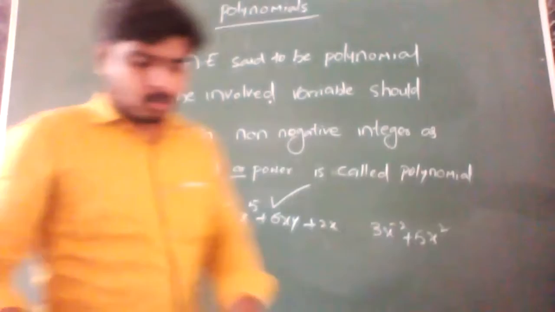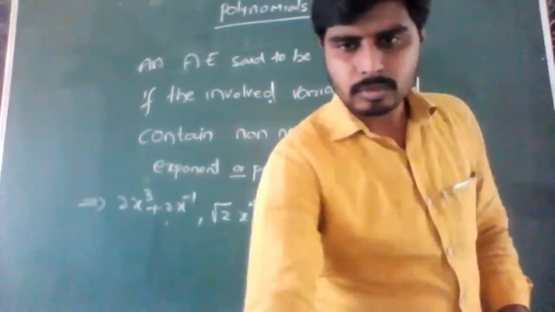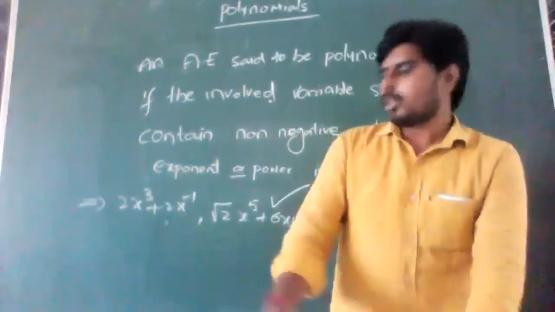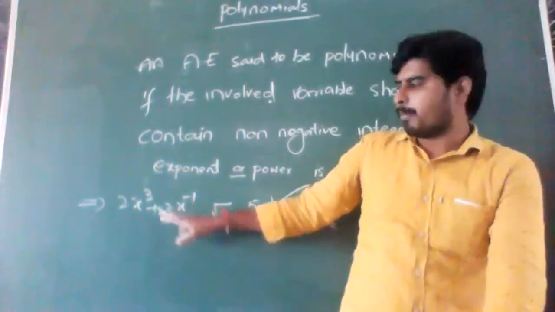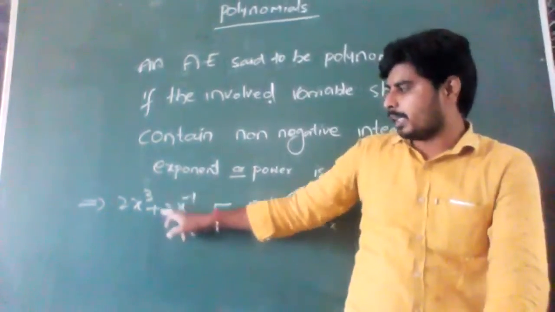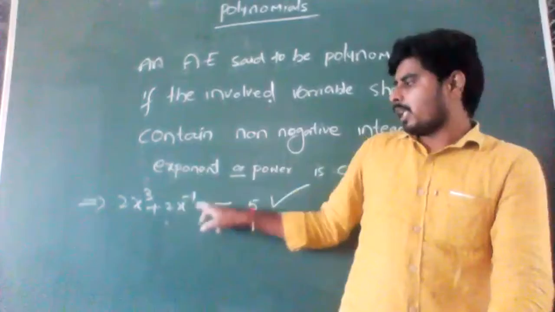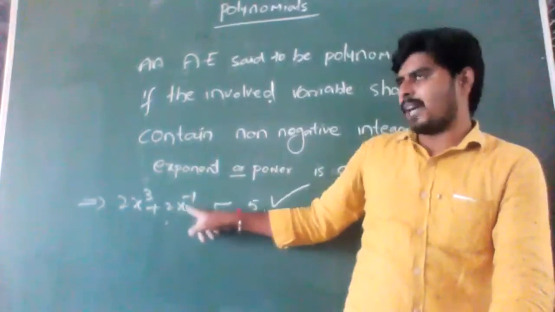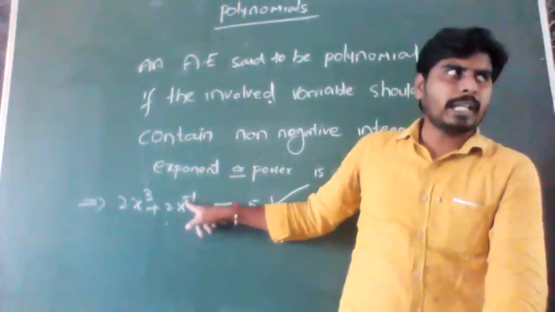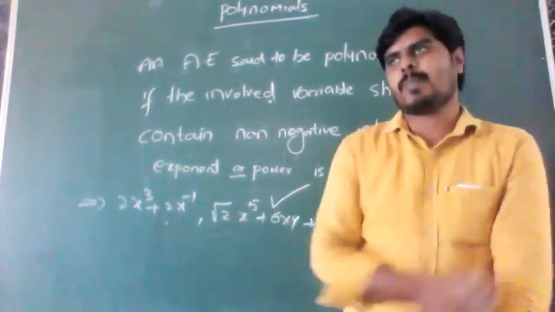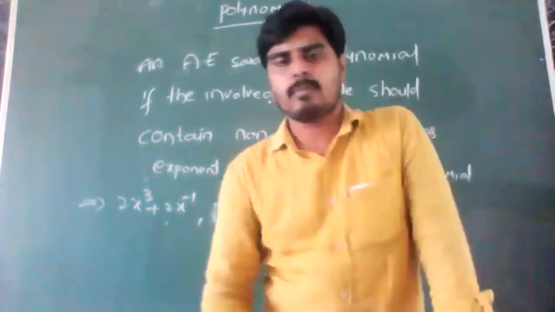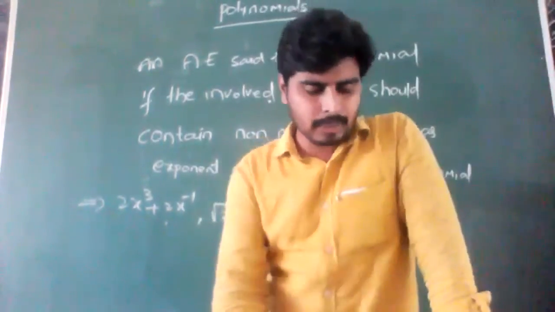And look at your textbook. It is an algebraic expression but not a polynomial because in the second term the variable x is having negative exponent, negative one as an exponent, so it fails to satisfy the polynomial condition. Like that you have to write.